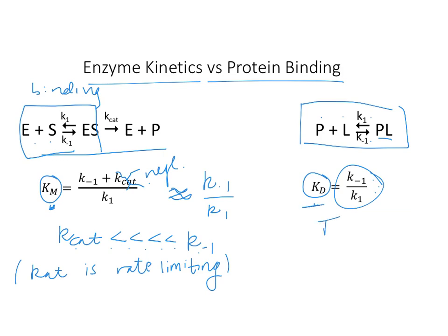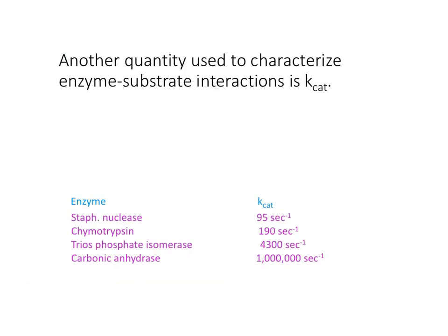It is not the measure of binding. This is the measure of binding. But if we make this assumption, if we make this approximation, then Km is an indication of binding. Kind of cool, huh? All right, so Km is our indication of binding. Next, we're going to talk about kcat.